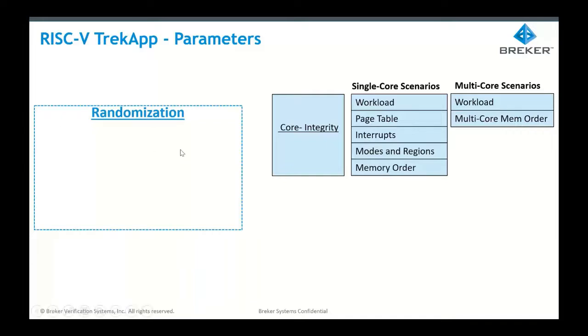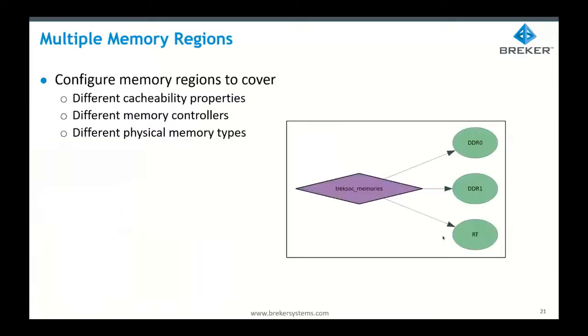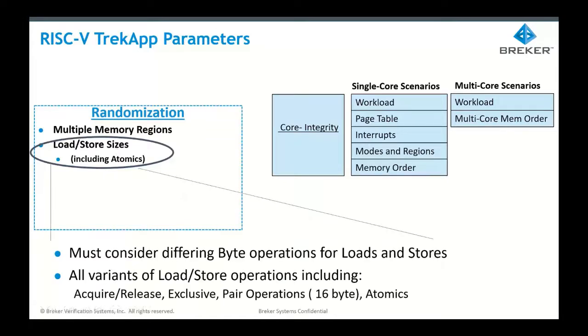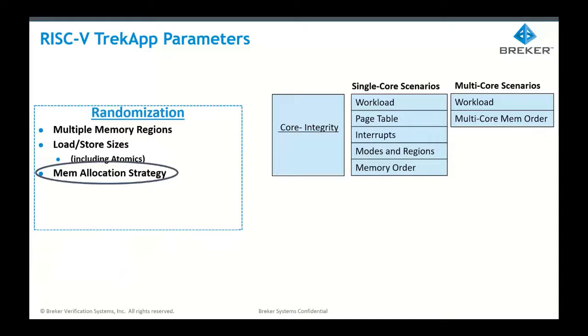And we also allow for randomization. And when I say randomization, for example, you can define multiple memory regions, right? So we're not going to tie to a single memory or a single memory space, okay? You can give us your definition of your entire memory map, what's cacheable, what the different memory controllers are, and all that. The different load store sizes. This is the way that you define which load stores you're supporting, and this also includes the atomic operations. So acquire, release, or the AMO.